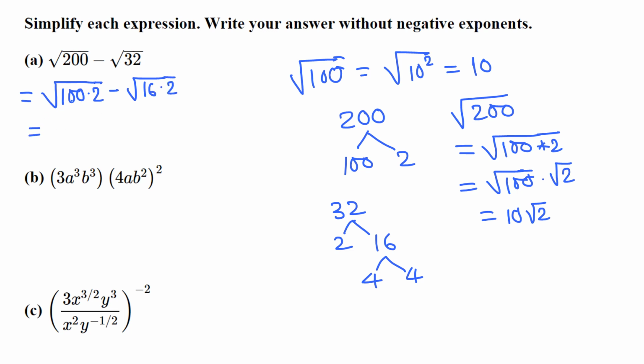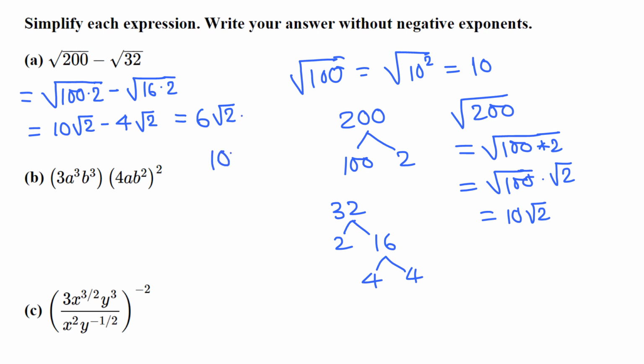Now square root of 100 times square root of 2. 100 is a perfect square, so this is 10 root 2 minus, similarly, square root of 16 is 4 root 2. Now we can subtract, because 10 copies of root 2 minus 4 copies of root 2. These are like terms, so we can subtract. So 10 copies of this minus 4 copies of the same thing means 10 minus 4, 6 copies of root 2.